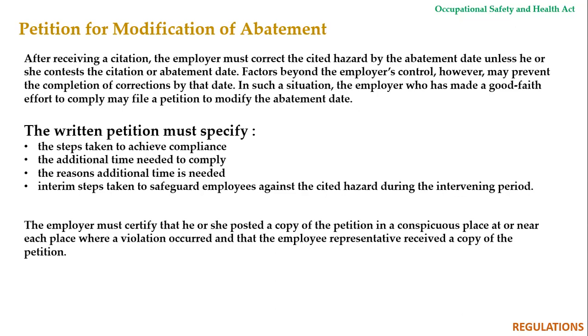The written petition by the employer must specify the steps taken to achieve compliance, the additional time needed to comply, the reasons additional time is needed, and the interim steps taken to safeguard employees against the cited hazard during the intervening period. The employer must certify that he or she posted a copy of the petition in a conspicuous place at or near each place where the violation occurred, and that the employee representative received a copy of the petition.